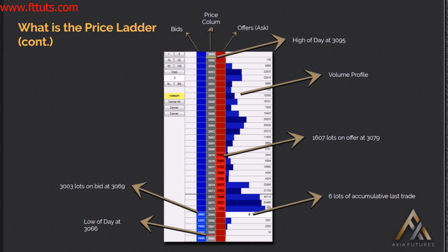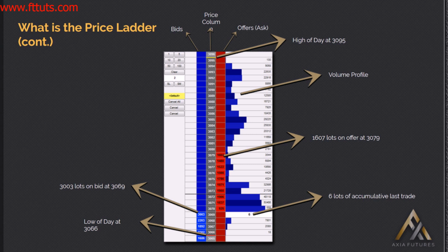Next we have 6 lots of accumulation of the last trade. Now that white highlighted box where it says 6 lots, that's the cumulative lots traded at that current price. Provided the market consistently trades at that price, which is the last trade, that number shall increase.